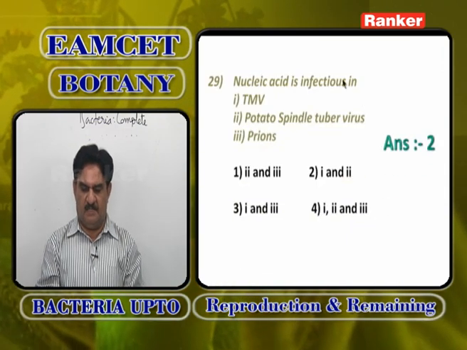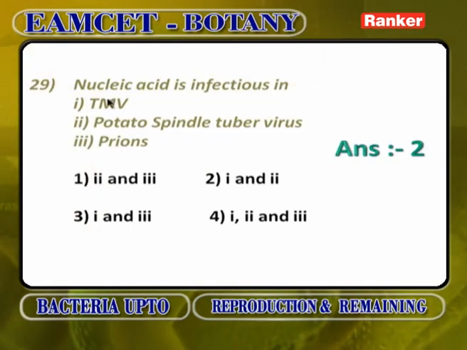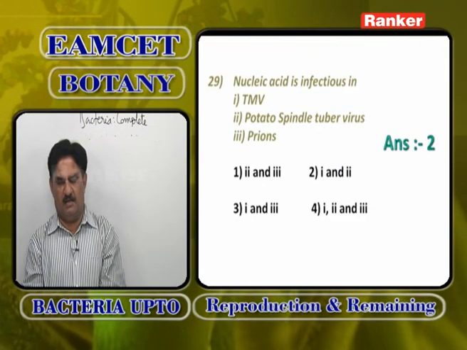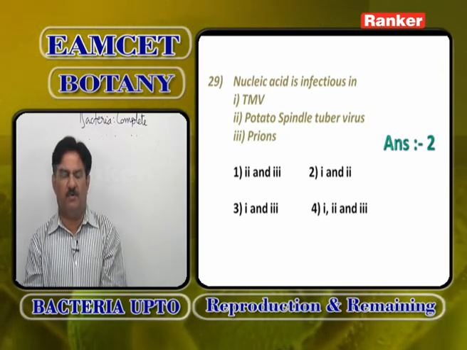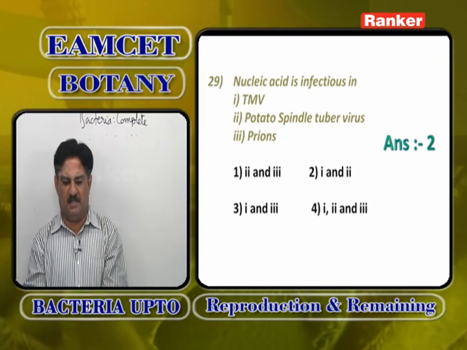Nucleic acid is infectious in tobacco mosaic virus, potato spindle tuber virus, prions. Potato spindle tuber virus shows only nucleic acid without protein coat. Just now we discussed exocortis, citrus exocortis virus. Potato spindle tuber virus has only genetic material without capsid protein coat. Prions have only protein coat without genetic material.